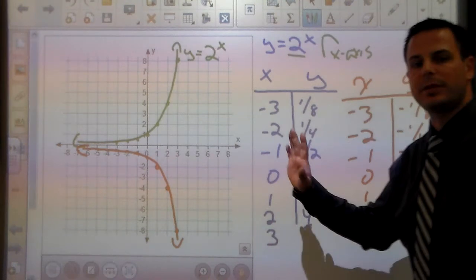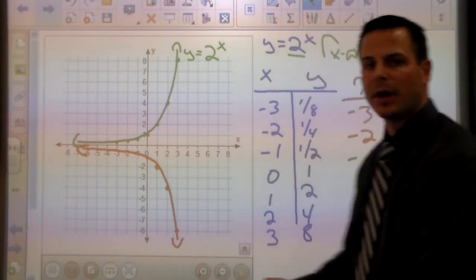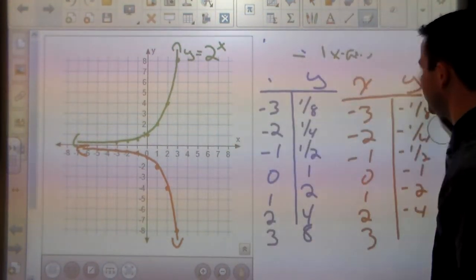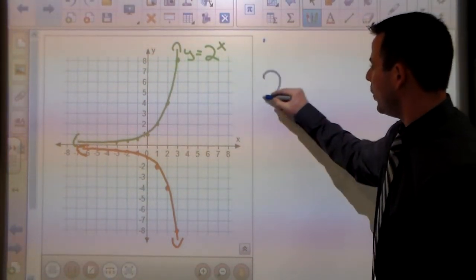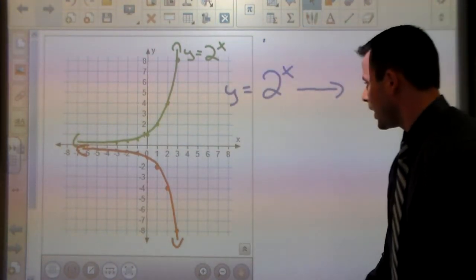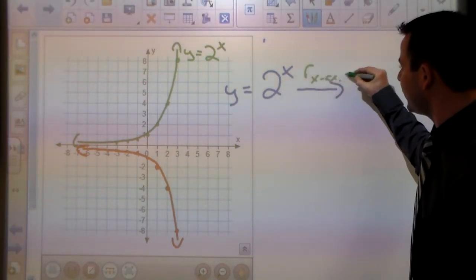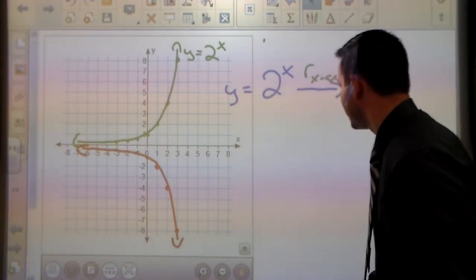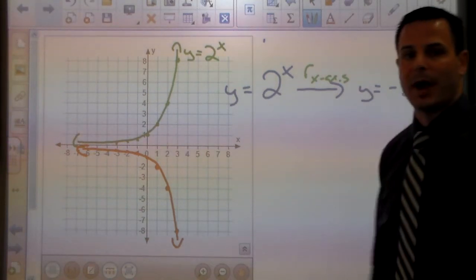However, let's write the new equation for this. If we're starting with y equals 2 to the x power, I'm going to erase these tables of values now that we have both of the graphs plotted, so we can see what the new equation is going to be. If we're starting with y equals 2 to the x power, and we're performing a transformation, that transformation is a reflection over the x-axis. Remember, that makes the y value negative. That means we're going to have y equals negative 2 to the x power.